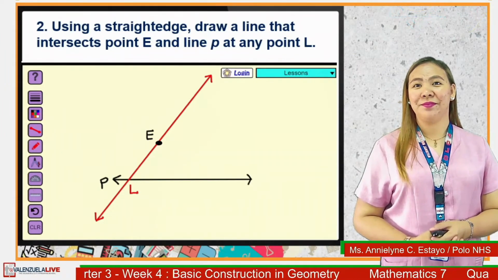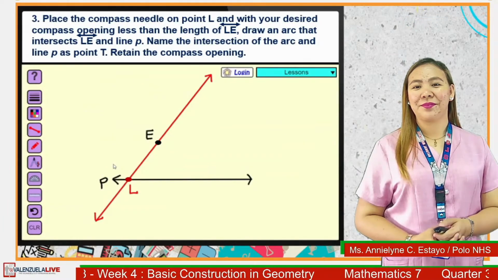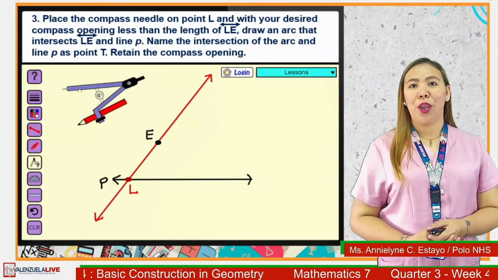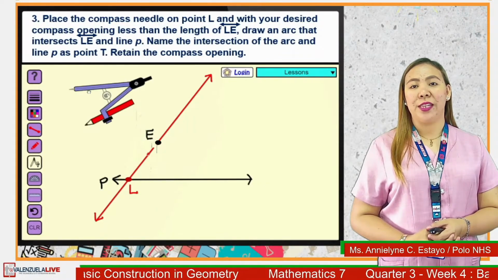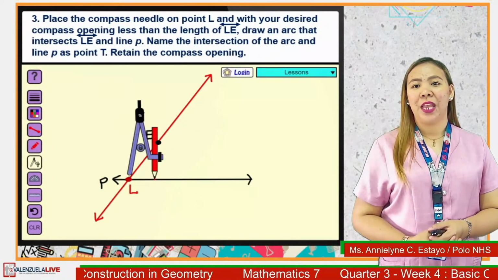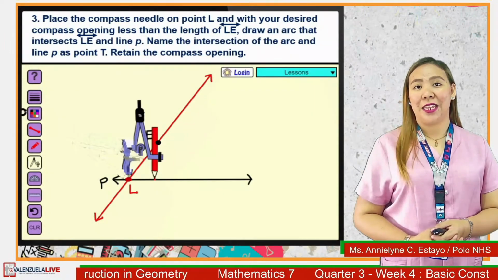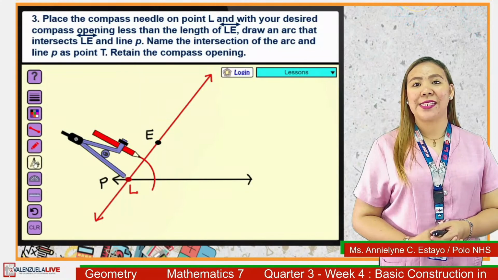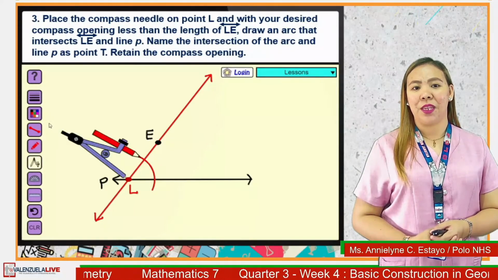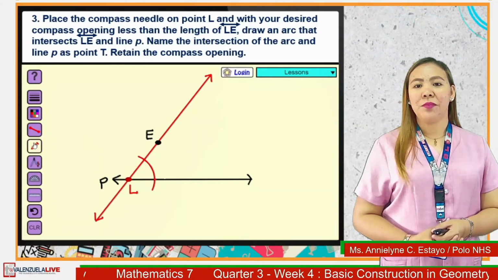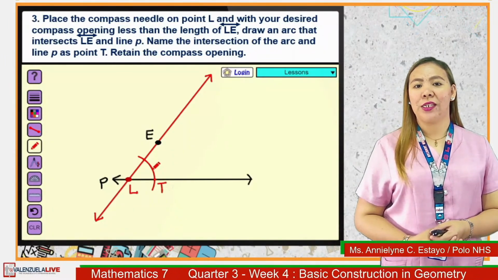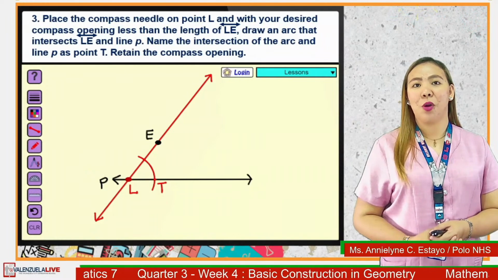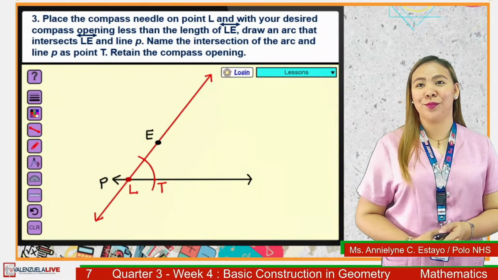Step 3. Place the compass needle on point L and with your desired compass opening less than the length of line LE, draw an arc that intersects line LE and line P. Name the intersection of the arc and line P as point T. Retain the compass opening for later use.